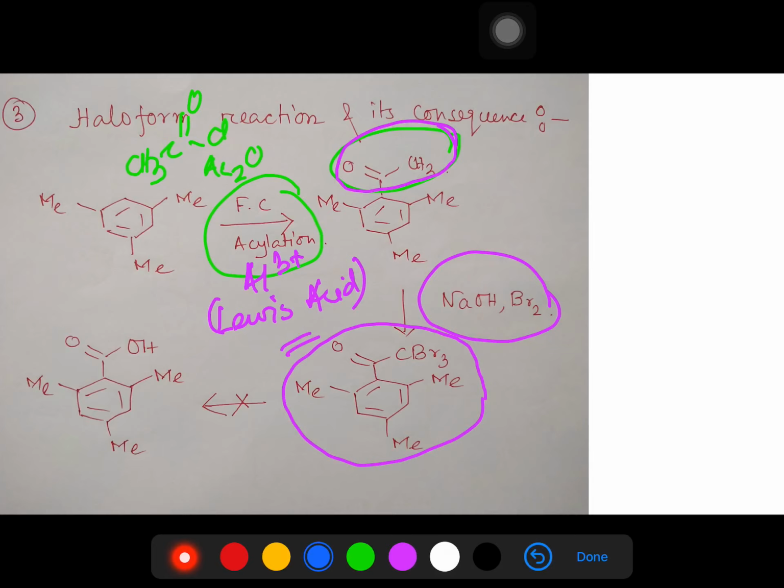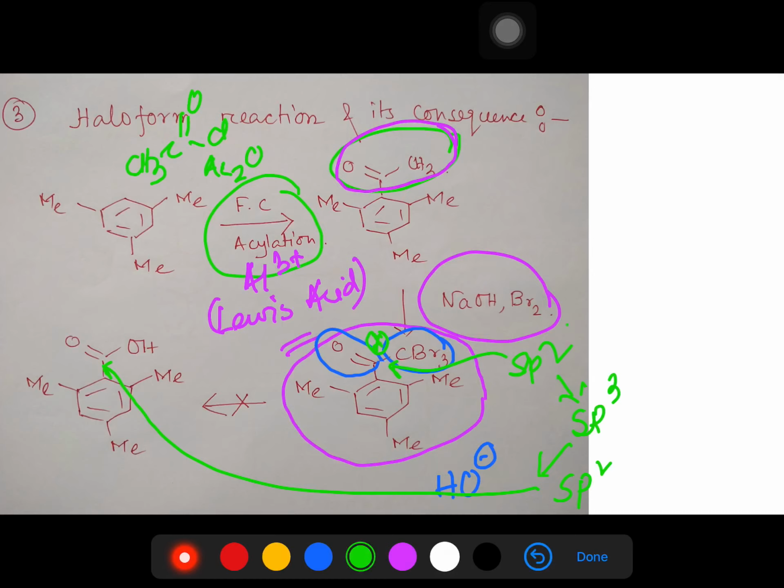Now the question: what about the haloform reaction? We know that alkali attacks the carbonyl because first of all, this CBr3 is highly electron deficient, and second, this carbonyl oxygen is also withdrawing. So this carbonyl carbon is very electron deficient. So alkali attacks and the reaction occurs, but that is not possible here because this is an sp2 center, and after alkali attack it results in an sp3 intermediate, and after that it will go back to sp2. As I told you, for the mesitoic acid system, this sp2 to sp3 to sp2 is not possible. I will discuss details. So that's why the reaction will stop here.